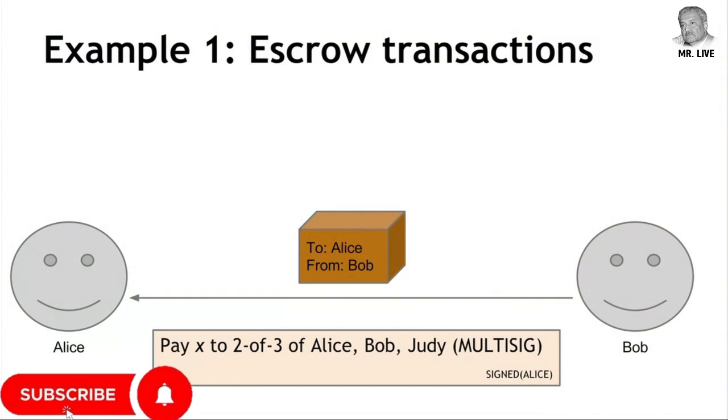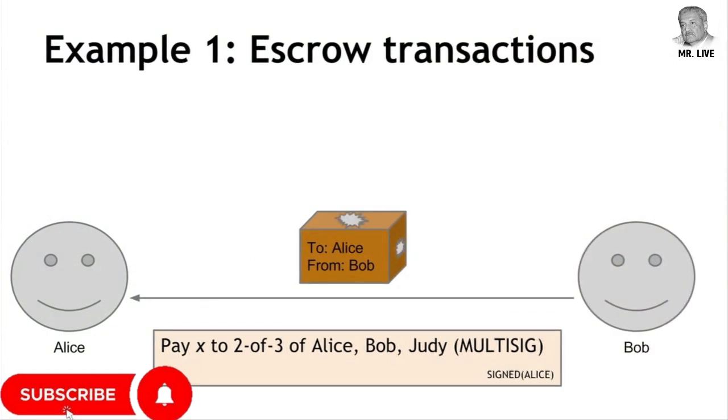Now, what would have happened if Bob didn't actually send the goods? Or if he tried to send them and they were lost in the mail? Maybe he sent the wrong size. Alice now doesn't want to pay Bob because she thinks that she got cheated and she wants to get her money back.